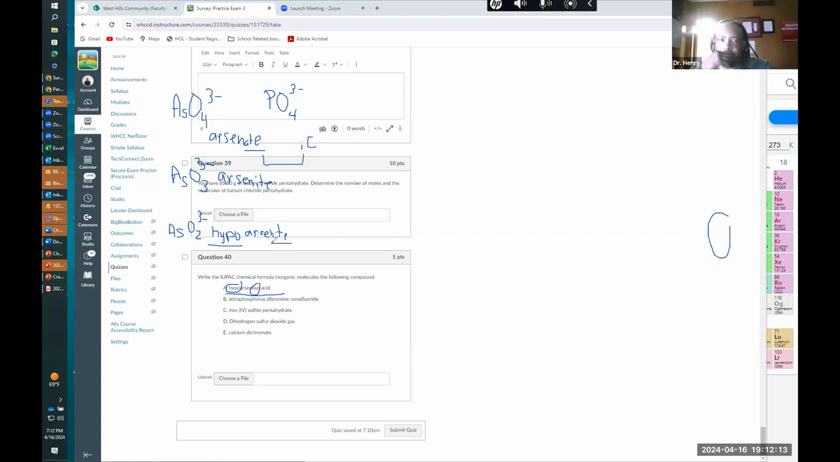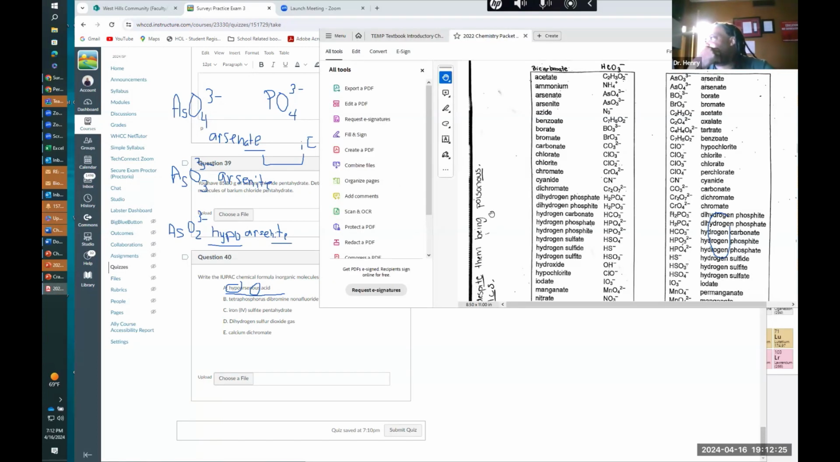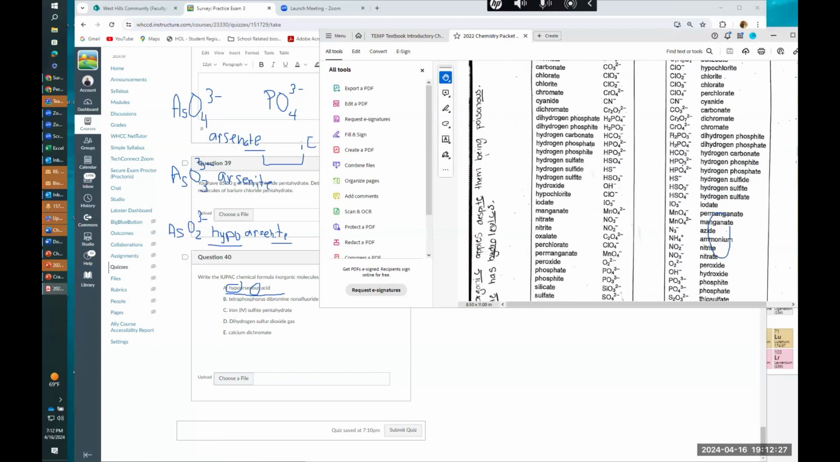So then we have our hypo, we have our ite, right? So anytime that we see ite, we go to that little table that we have. So the ite goes with the ous, right? So in that case, we're going to be using this guy, and we're going to balance it out with H plus. So how many H pluses am I going to need to balance out that 3 minus charge? 3.